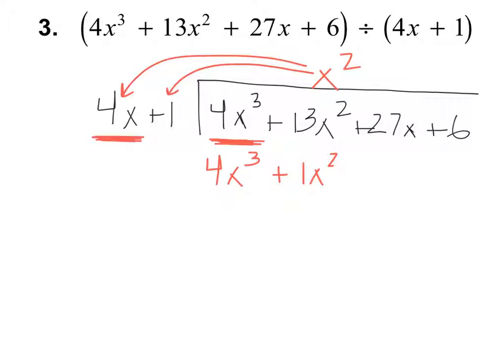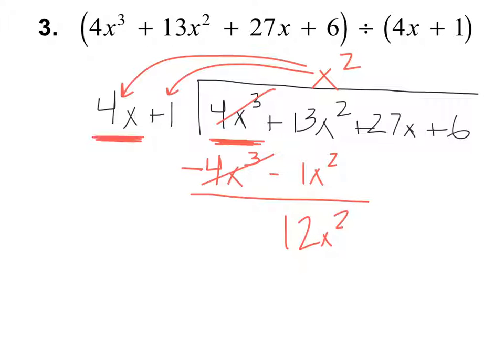Now, we have to remember that when we are doing this, just like in regular long division, you have to subtract. Since both of these are positive, they're both going to become subtraction. So this will actually become subtraction. And then we subtract down. Now, the 4x to the third and the negative 4x will actually cancel. And then we're left with 13x squared minus 1x squared, which is 12x squared.